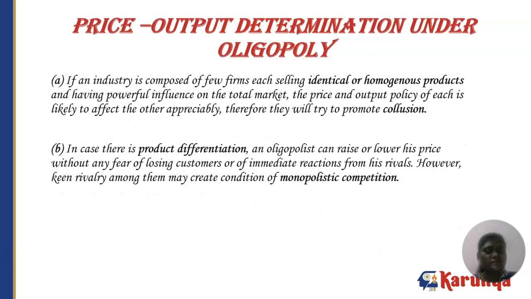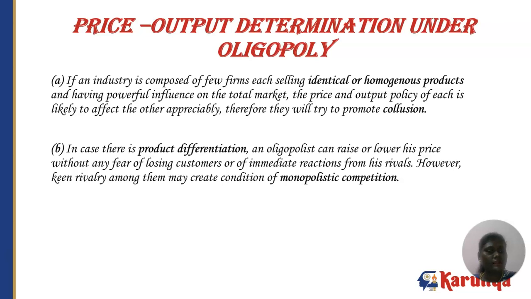So how is price determined? If an industry is composed of few firms, each selling identical or homogeneous products and having powerful influence on the market, the price and output policy of each is likely to affect the others appreciably. So they will try to promote collusion. In case there is product differentiation in an oligopoly, firms can raise or lower their price without any fear of losing customers or immediate reaction from rivals.